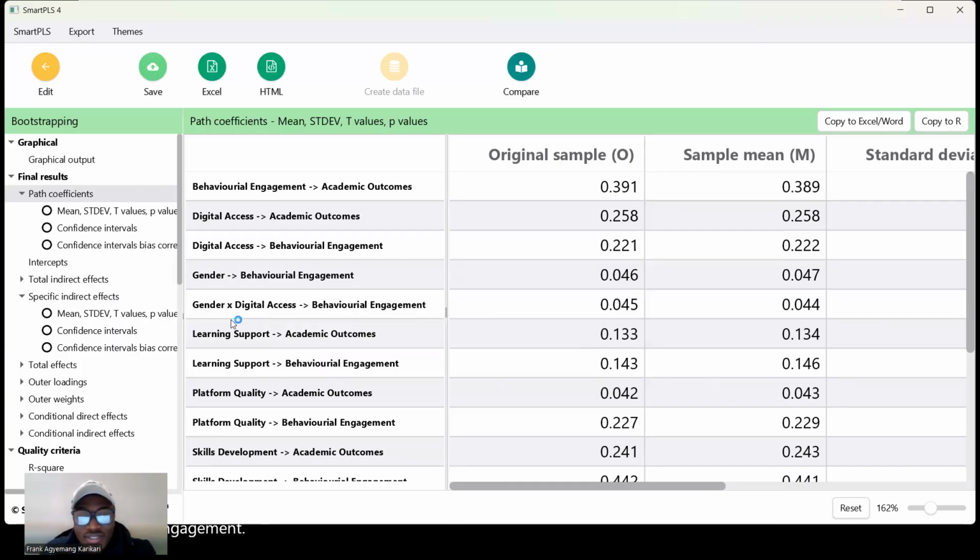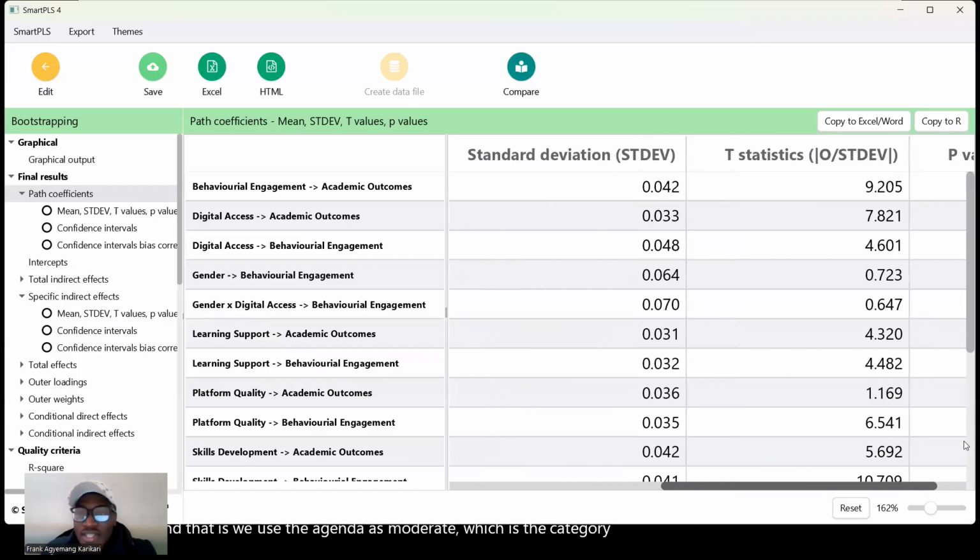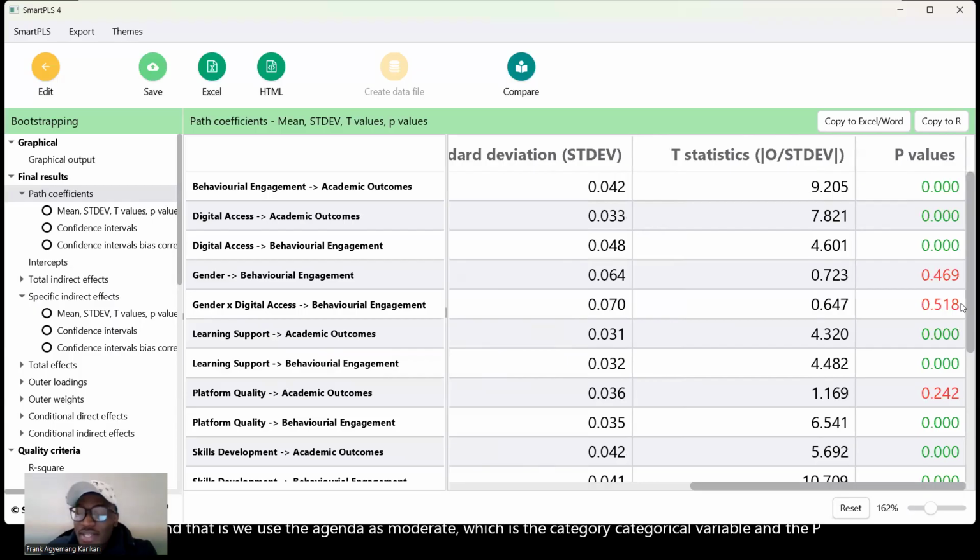Here we moderated the relationship between digital access and behavioral engagement, and we used gender as moderator, which is a categorical variable. And the p-value is 0.518. So this is not significant. Anytime you see red, it means that something is wrong somewhere. So here it is not significant.